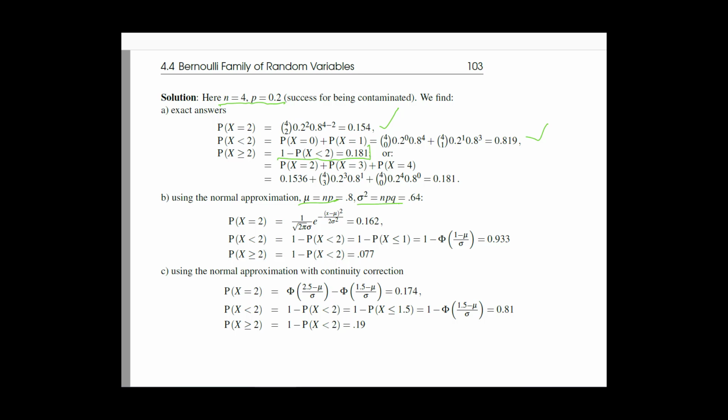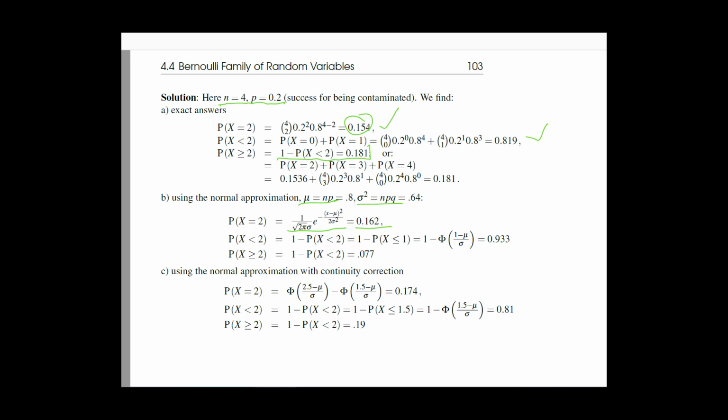For the probability of a given value without continuity correction, it's just this PDF, the equation for the PDF of a normal random variable. And we know the values of mu and sigma right here. We get 0.62, to be compared with 0.15 here. So not too bad.